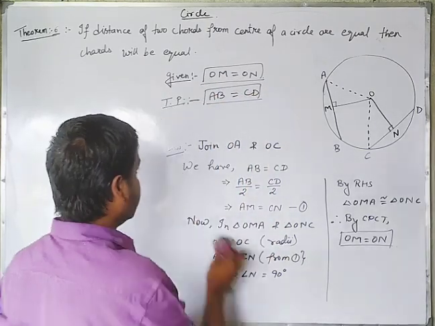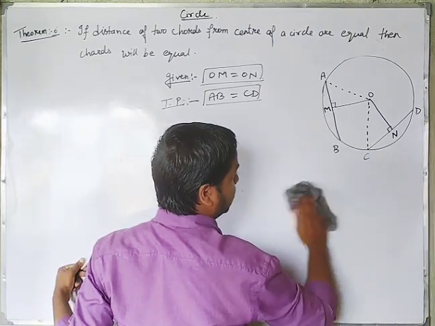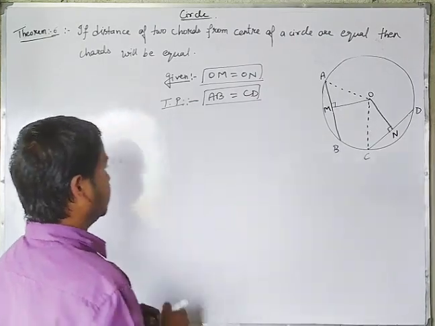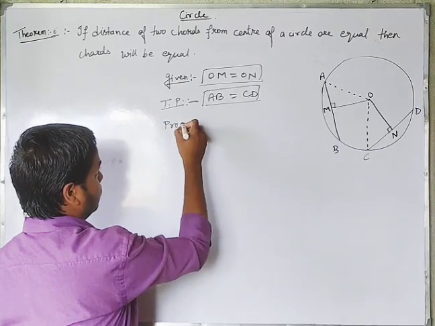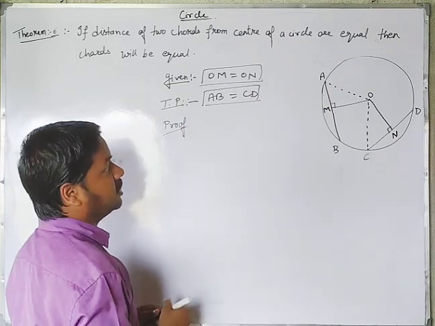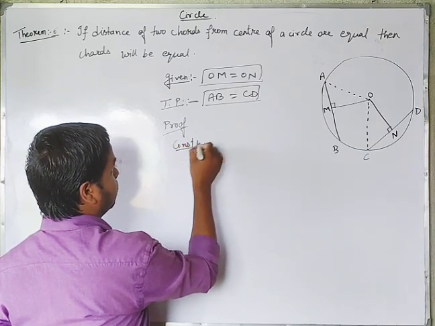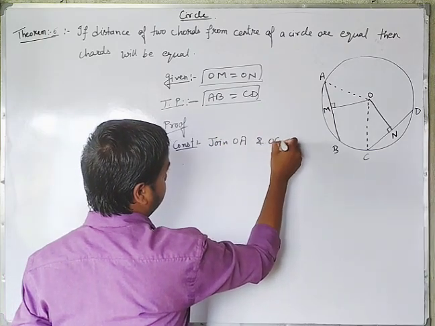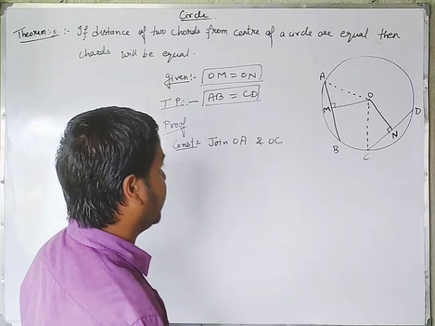In the same way we will do some construction and make both triangles congruent, whatever triangles we had that time, the same ones. In the proof, at first we will do one construction. In the construction we will join OA and OC. Afterward, in both the triangles, we will make them congruent.